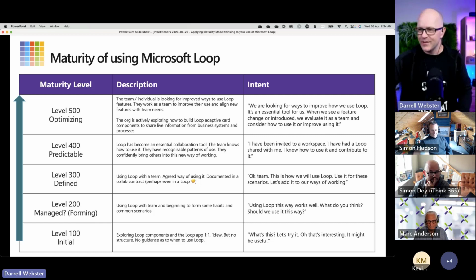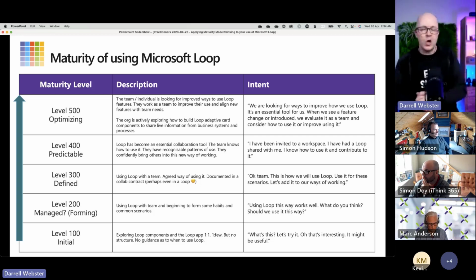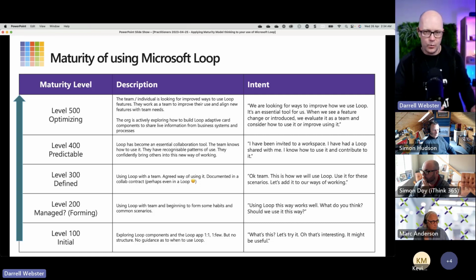Yeah, what does that phase look like for Loop? It's forming the patterns around how we might use Loop as an individual, beginning to form some habits around the common scenarios that we might use, and we're trying those things out. So using it in a meeting, starting to use it in a one-on-one check-in with the person that you're managing, or your direct report, and other scenarios as well.